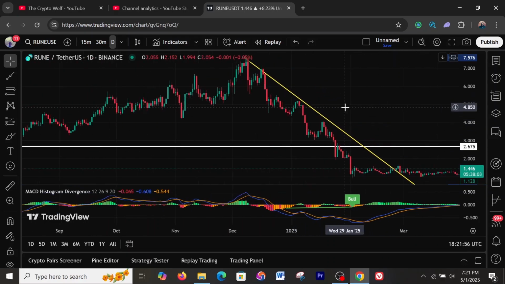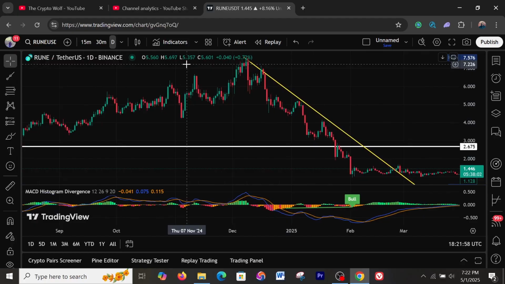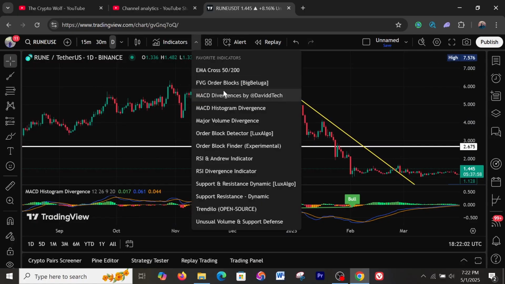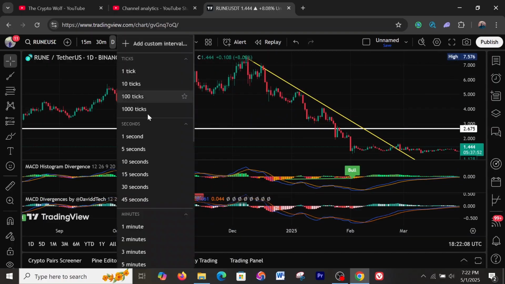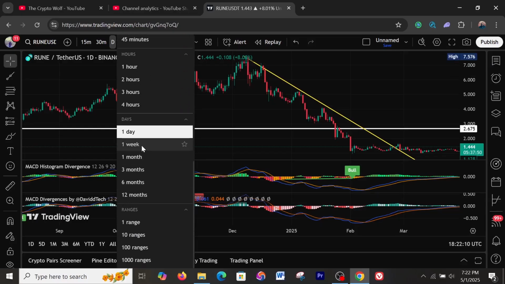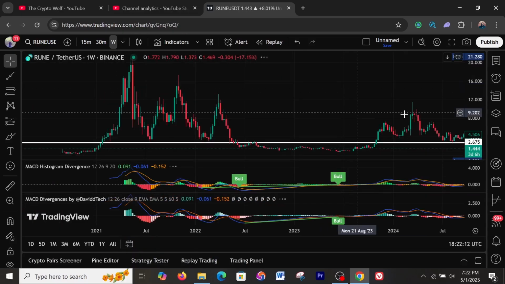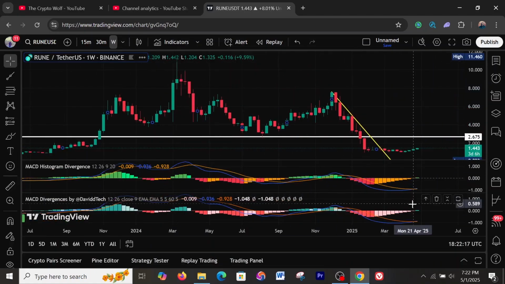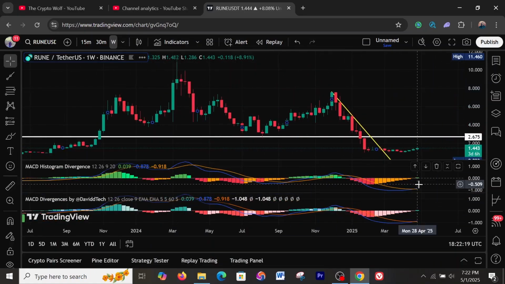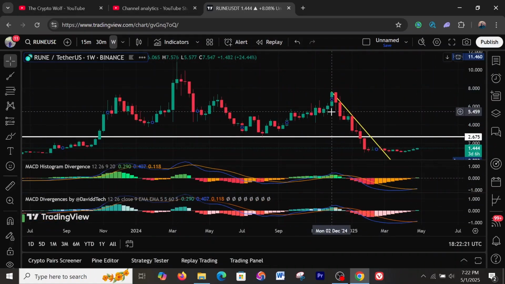Then the next is bullish or bearish histogram on a higher time frame. So we'll add the MACD histogram. Then we'll switch from daily to weekly. We want to see who's in control. So who's really in control here? So we've entered bullish territory. So that is also confirmed.